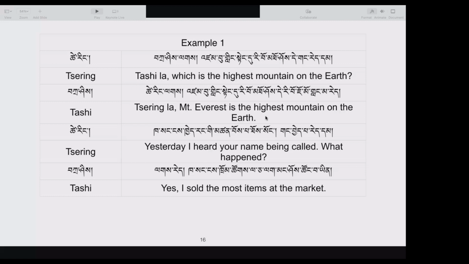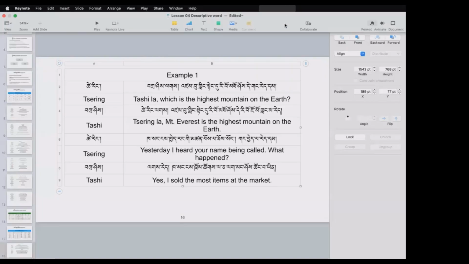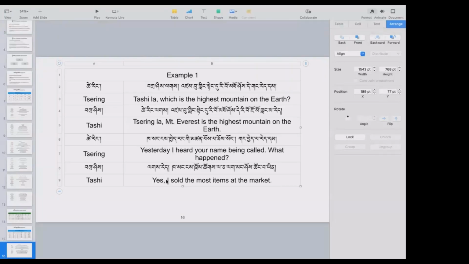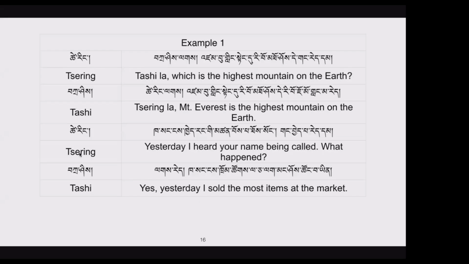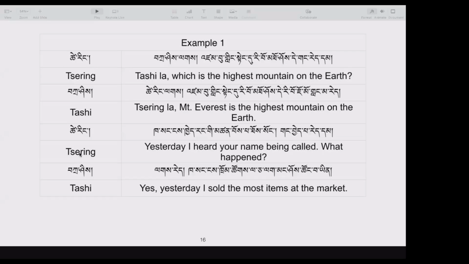Yes, I sold at the market yesterday. So we don't have the yesterday here, so let me add this. So yes, yesterday I sold the most items at the market. So here we have the superlative form of the word for many, and the superlative of the word for much.